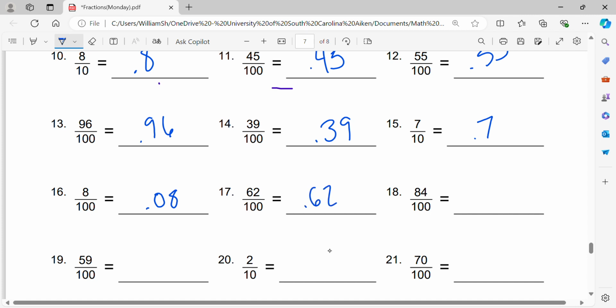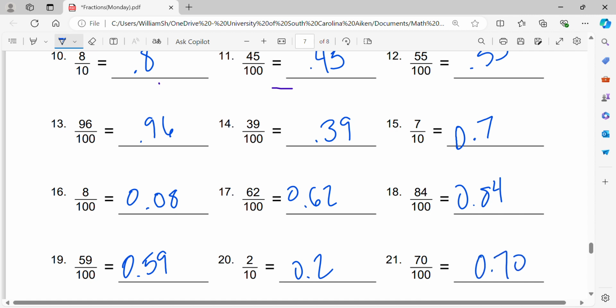62 out of 100 converted to a decimal is 0.62. 84 out of 100 is 0.84. 59 out of 100, 0.59. 2 out of 10, 0.2. And that's okay if you put zeros in front of any of these. 0 point, 0 point, 0 point is fine. You might see answers written like that. That's perfectly fine, just to help highlight where that decimal is. Some people do that. It's correct either way. 70 out of 100. Here I'm going 0.70.